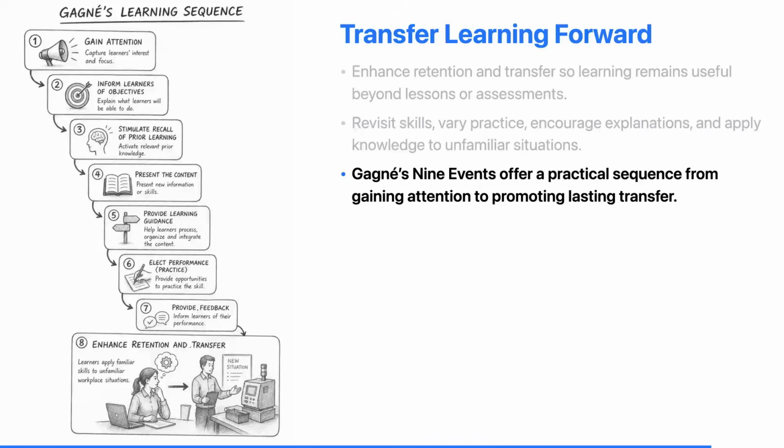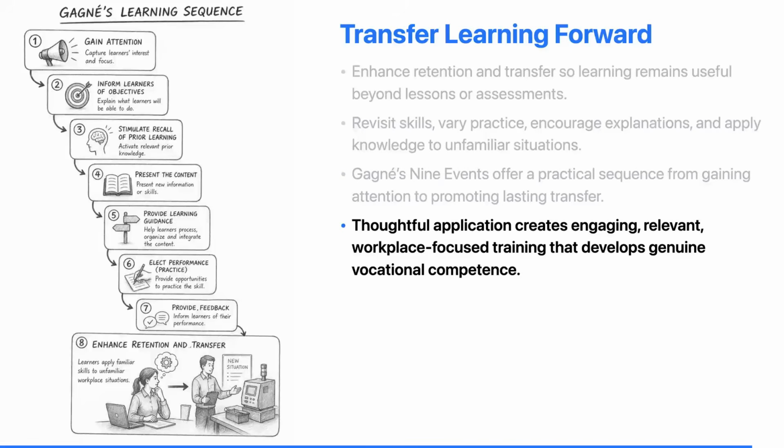Gagné's 9 events therefore provide a practical sequence. Gain attention, clarify objectives, connect prior learning, present and guide new learning, enable practice, provide feedback, assess performance, and promote lasting transfer. When applied thoughtfully, this approach helps educators create training that is engaging, relevant, workplace-focused, and capable of developing genuine vocational competence.